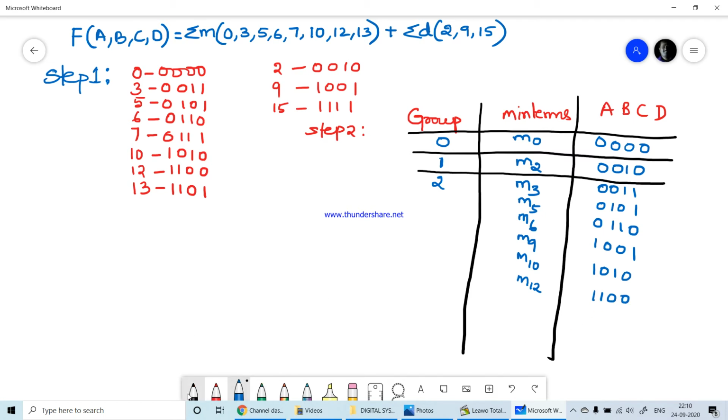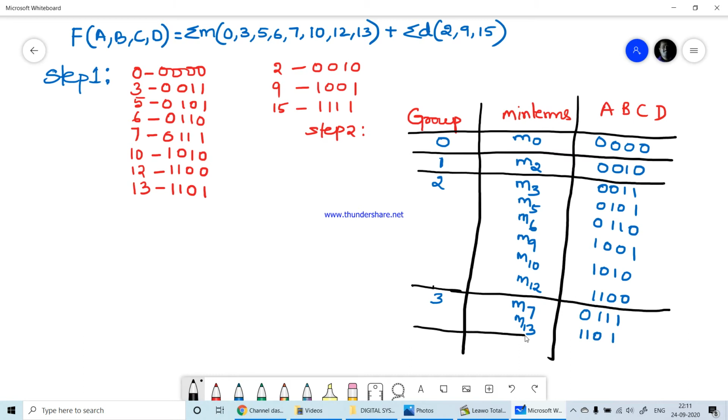Now the next group is group 3, where we have 3-bit ones. In group 3 we have M7 and M13. M7 is 0111, 13 is 1101.